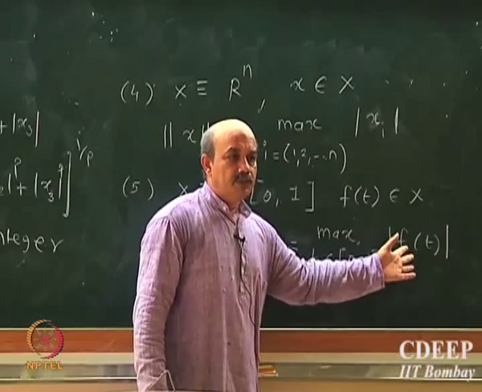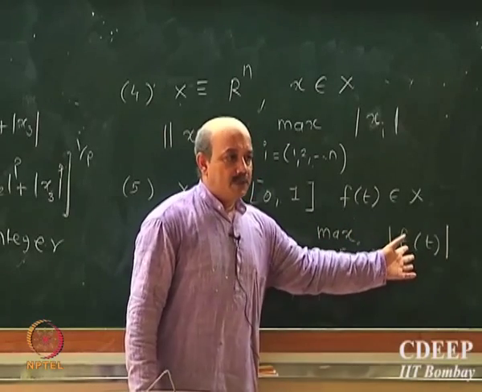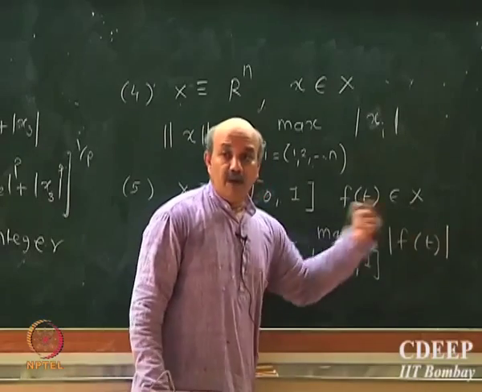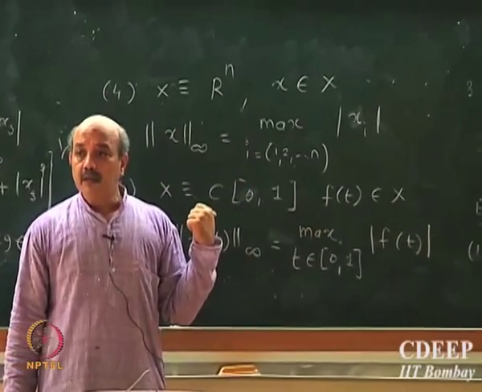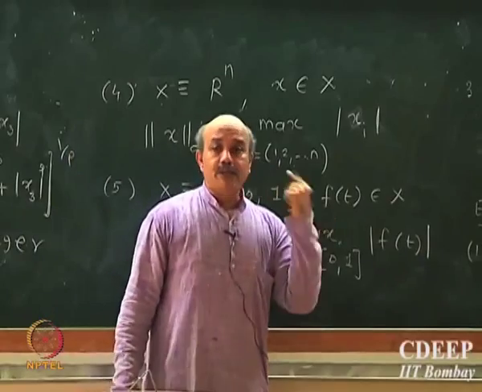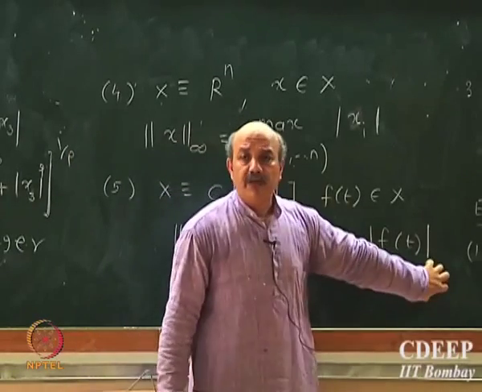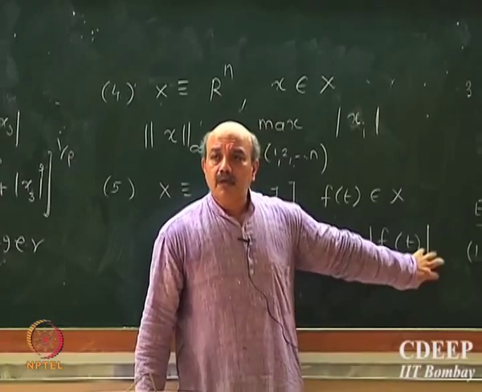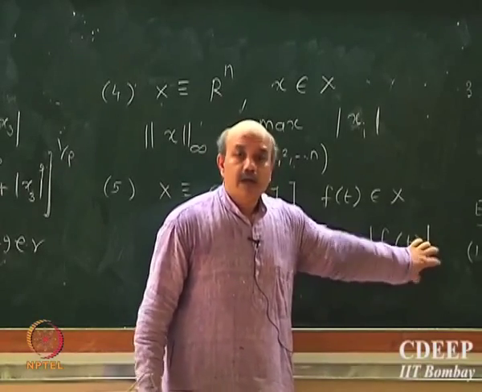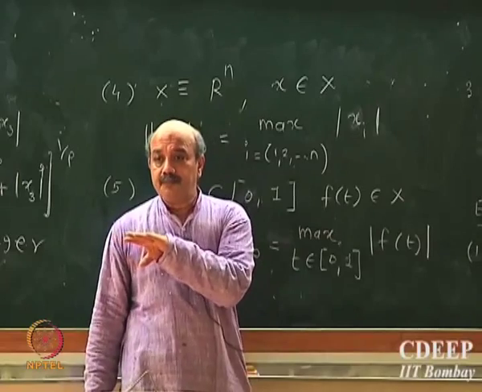the absolute of the maximum value, very, very important. Why is the absolute required? Because the norm has to be a positive number. When will this be 0? When will the absolute of the maximum be 0? When you have the 0 function.